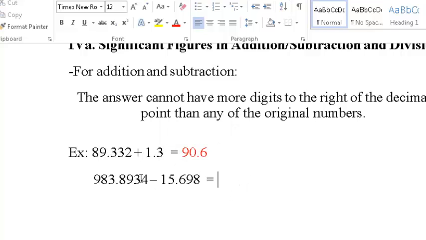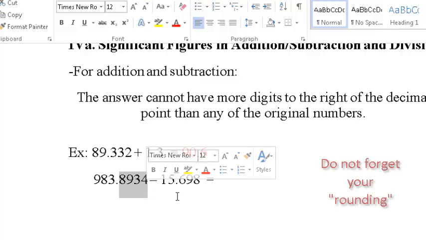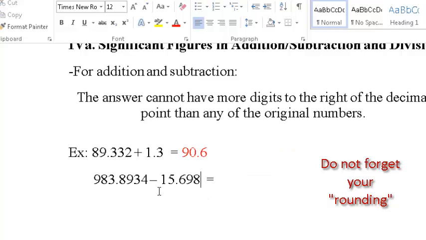So what about this one? How many digits should this answer be reported to? This has 4 decimal places. This has 3 decimal places. So really it should just be reported to 3 decimal places.